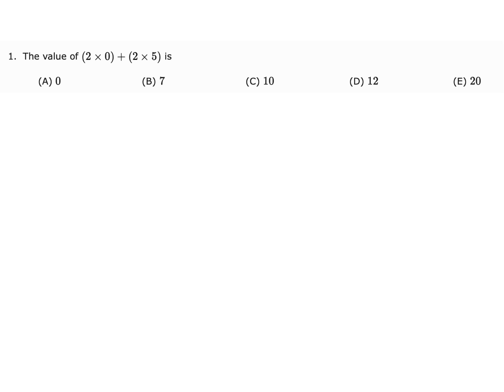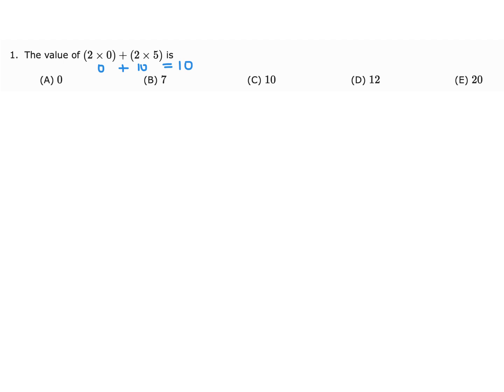The value of 2 times 0 plus 2 times 5 is, well, 2 times 0 is 0, and 2 times 5 is 10. So 0 plus 10 is 10, and therefore the answer is C.